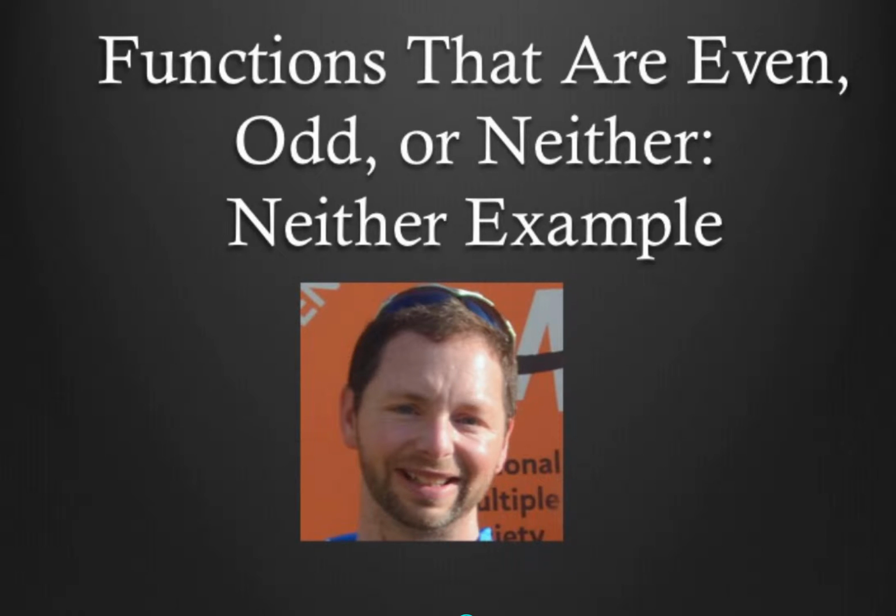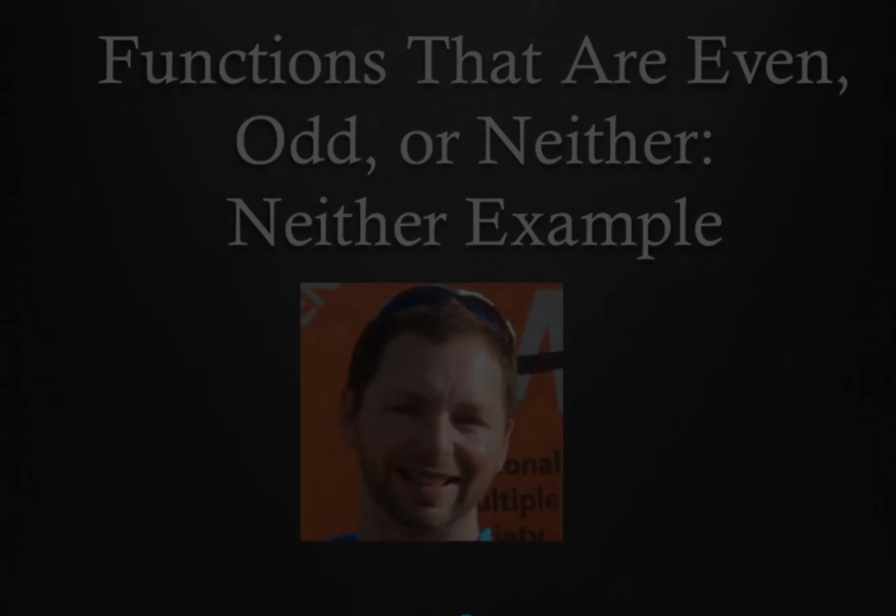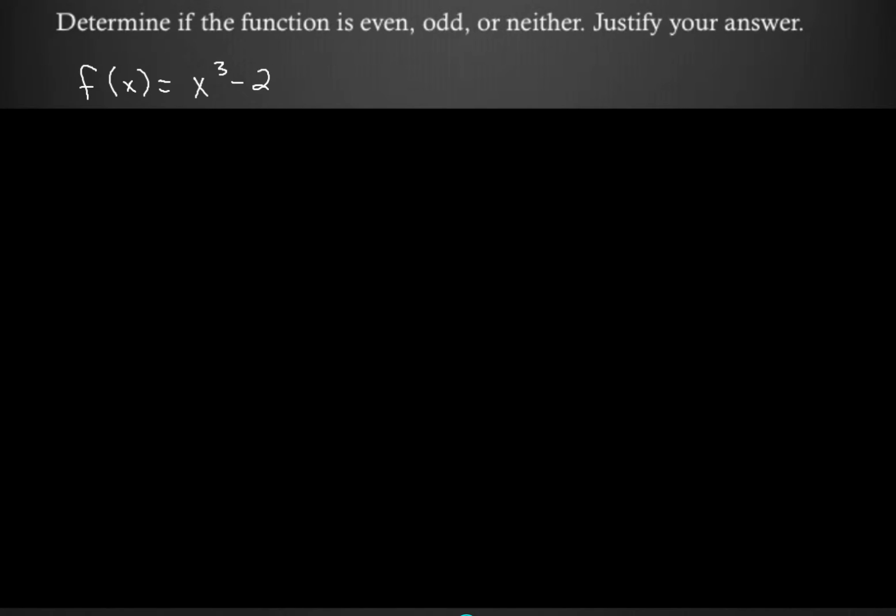This is Mr. Muscarella coming at you, and we're going to take a look at functions that are even, odd, or neither, and this is going to be the neither example. Of course, it'll start out the same as most of these types of problems. Determine if the function is even, odd, or neither, and justify your answer. So we're going to start out with our lovely little function f of x equals x cubed minus 2.